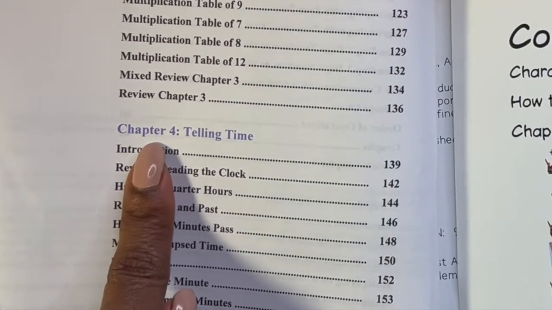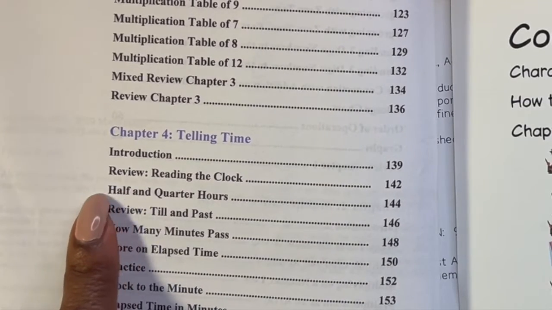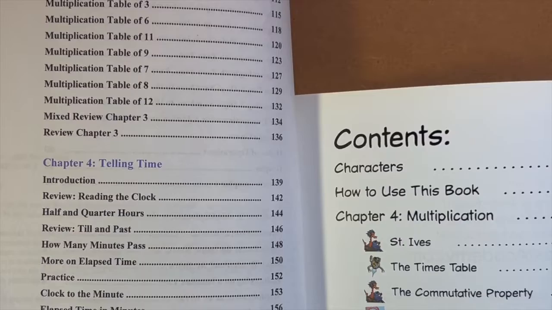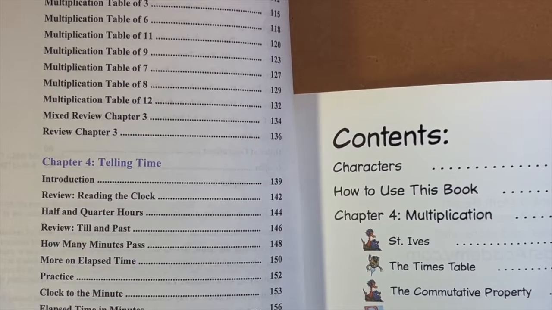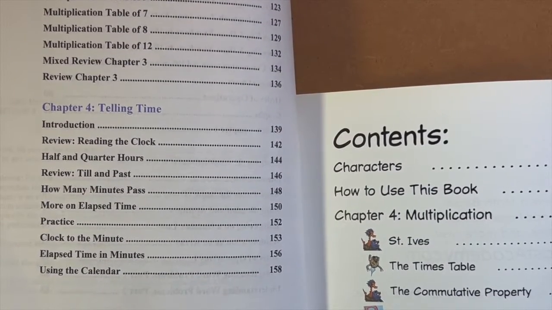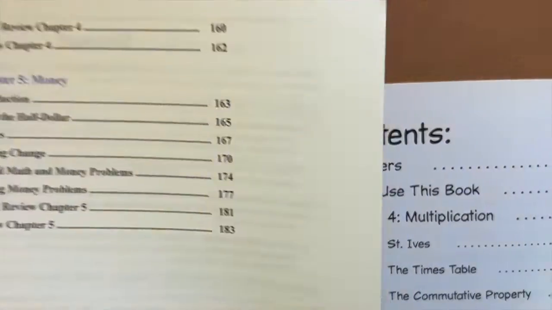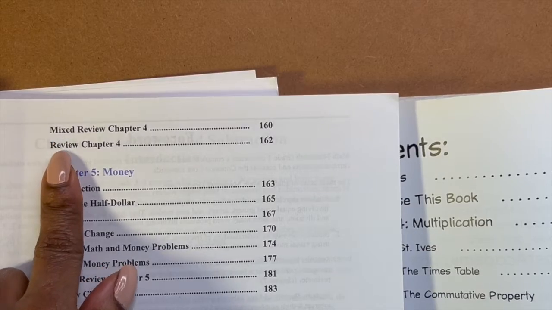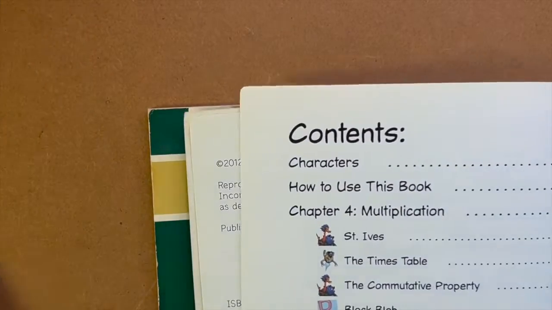Chapter 4 is telling time. Okay? Here's your introduction. You're reviewing the clock, half and quarter hours. Review. The till and pass, how many minutes pass, all good concepts. More on elapsed time, practice, clock to the minute. You see, so it's all time, okay? And then you get a little bit of calendar work in there. And then you have your mixed review, which is like your spiral, and then your chapter review, and you were done with chapter 4. And we are done with Math Mammoth.